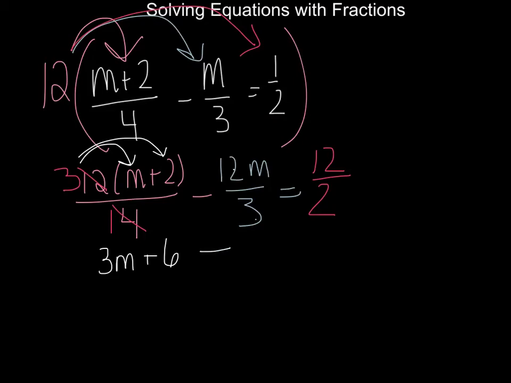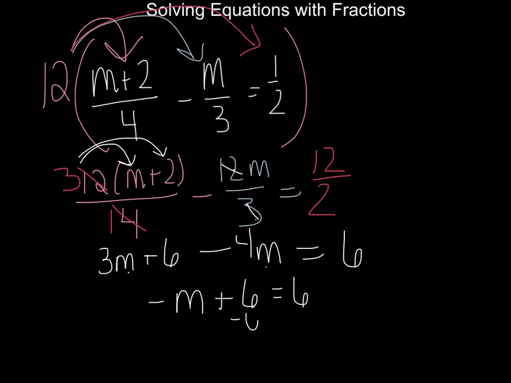Over here I've got 12m divided by 3, which is 4m. And 12 divided by 2 is equal to 6. And now I've got 3m minus 4m, which is negative m, plus 6 equals 6. And if I subtract 6 from both sides, I get negative m equals 0.